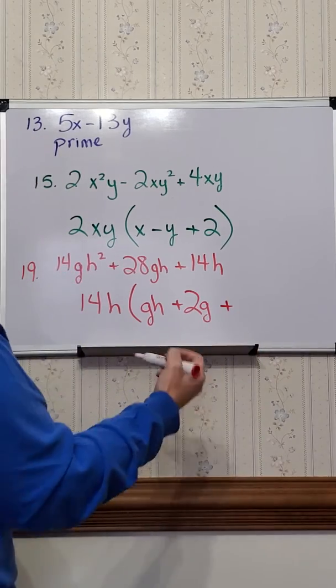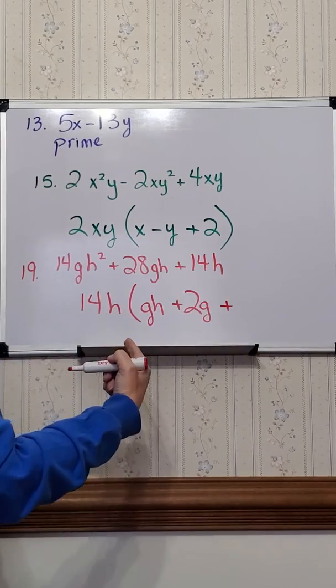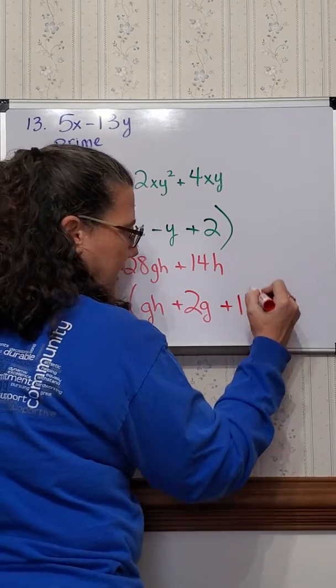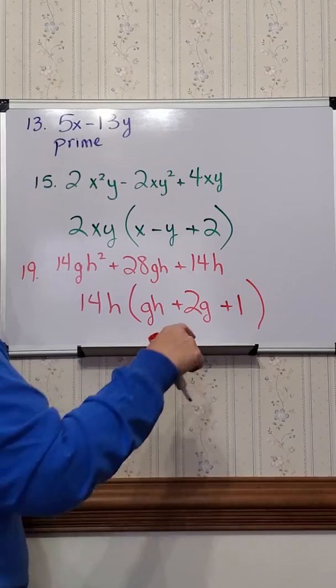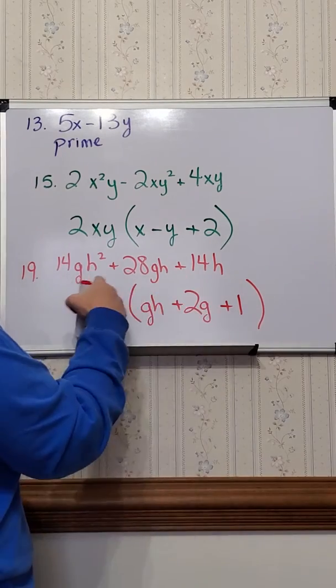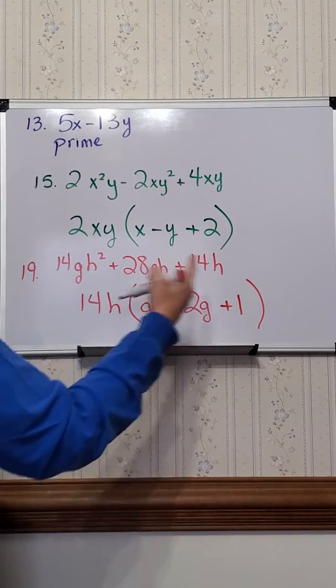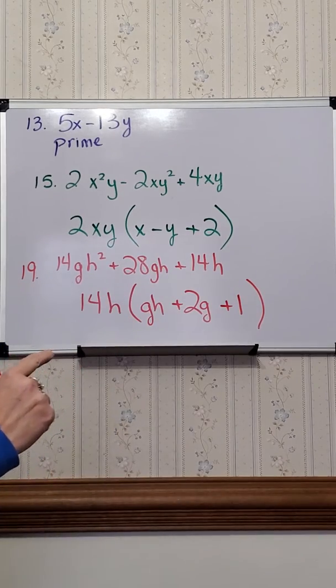Now, what happens here? This is 14h, this is 14h. Well, 14h divided by 14h is going to give me a 1. Don't just leave that off. You don't just stop here at the 2g. If we've got 3 here, I need to have 3 in here. So 14h divided by 14h is going to give me 1.